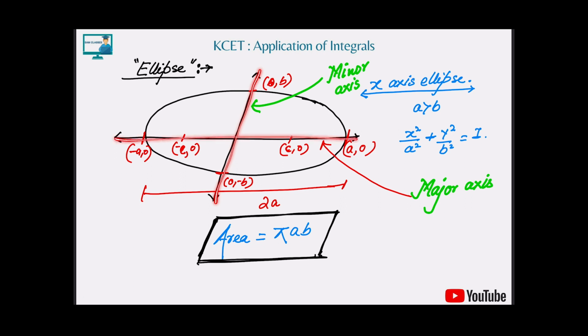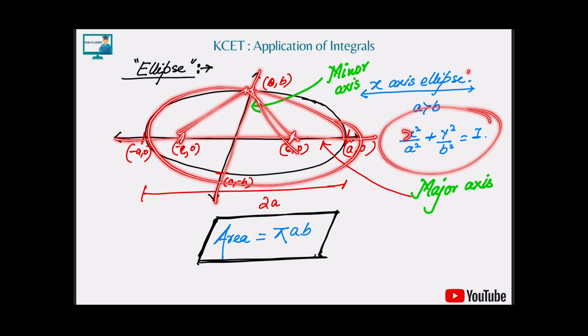Now I've given you the ellipse. Again, ellipse. So what happens? It has two focus, one and one here. I'm not going into detail about the definition and all that. I'm just giving you the equation of ellipse: x square by a square plus y square by b square is equal to 1. Now here you need to understand we have two kinds of ellipse. One is x-axis ellipse and the other is y-axis ellipse.